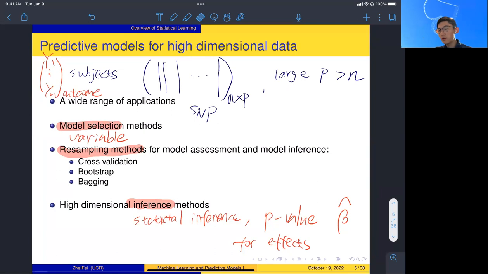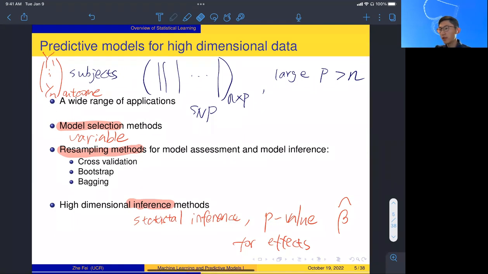So traditionally speaking, a significant p-value means that the effect is not 0, right? It's not 0 with a high probability. Or another way of saying it is, this effect is 0 with a small probability. So that is what we mean by statistical inference. Basically, we want to give more definitive conclusions to our effect estimates with confidence.